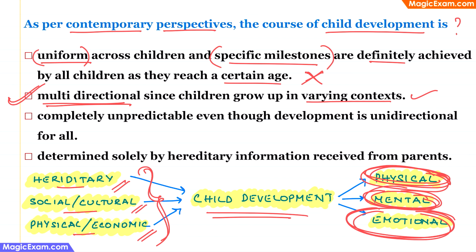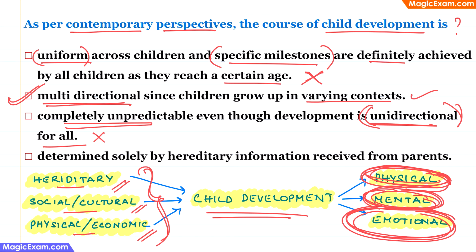Next one, completely unpredictable even though the development is unidirectional for all. Now, development is not unidirectional. As I mentioned, development can be physical, mental, emotional. Therefore, several directions of development can happen. Therefore, it is not unidirectional and it is not completely unpredictable. We know that children will reach certain milestones, but at what age they will reach those milestones is something that cannot be predicted. Therefore, this statement is incorrect because it is not unidirectional.